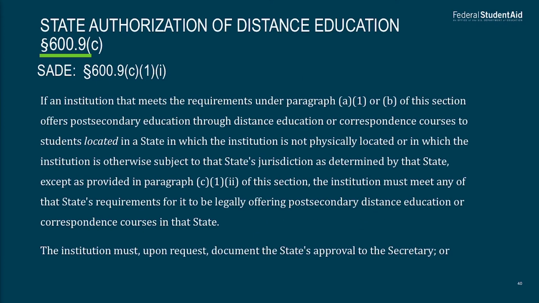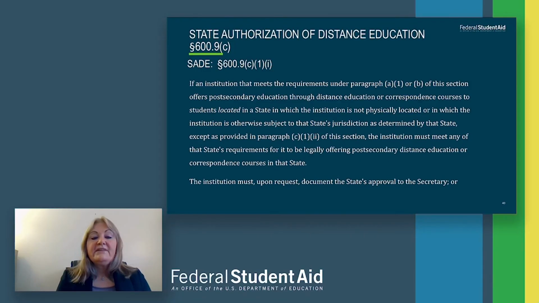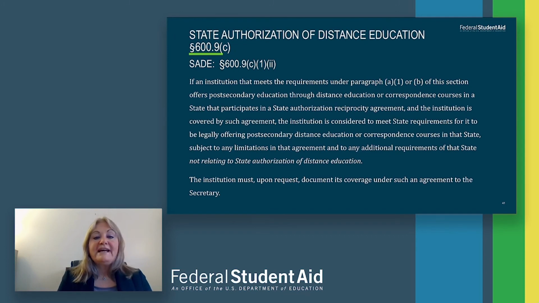If an institution that meets the requirements under paragraph (a)(1) or (b) of the section referring to the physical location pieces of state authorization offers post-secondary education through distance or correspondence to students located in a state in which the institution is not physically located or in which the institution is otherwise subject to that state's jurisdiction as determined by the state, except as provided in paragraph (c)(1)(ii) of the section that refers to state reciprocity agreements, the institution must meet any of that state's requirements for it to be legally offering post-secondary distance education or correspondence in that state. The institution must, upon request, document the state's approval to the secretary.